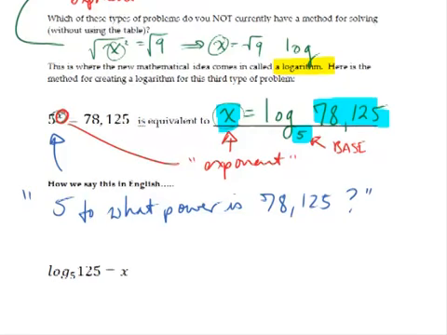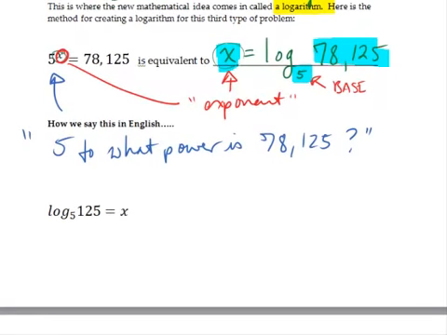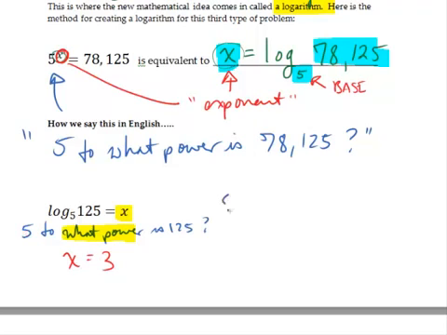Let's take a look at what this might look like with some smaller numbers that you're more familiar with. So in English, this one is asking us 5 to what power is 125. And again, the what power part is this. So 5 to the third. So x equals 3. 5 to the third power would be 125.